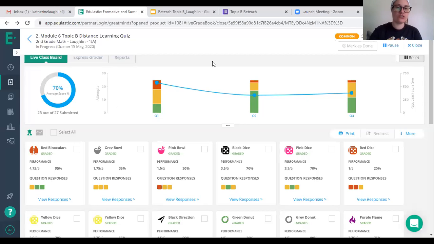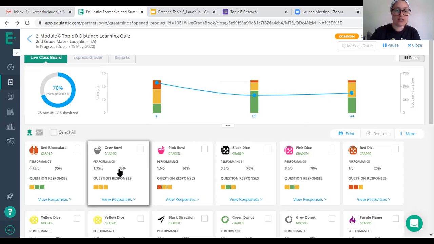But I wanted to show you that overall, the 25 students that have taken the quiz so far have an average score of 70%, which means that over half of us have passed the quiz. So that's really exciting. One thing I did just want to note quickly, of the 3 questions, it looked like question 1 and question 3 were the trickiest for us. So those will be the ones that I'm talking about today.